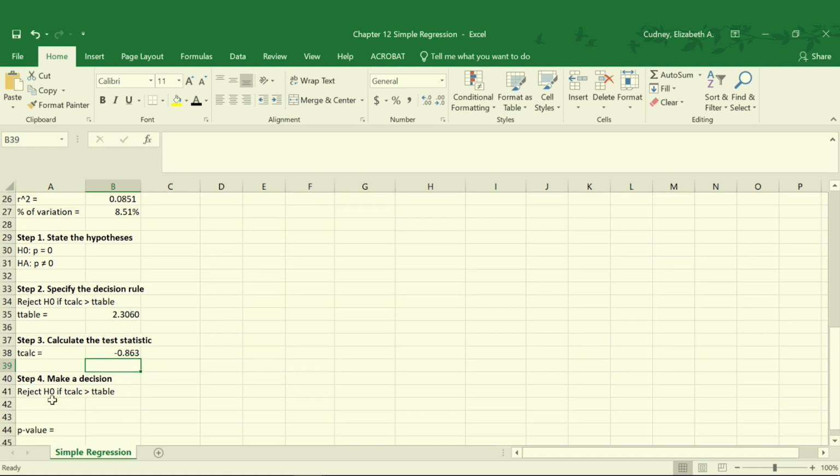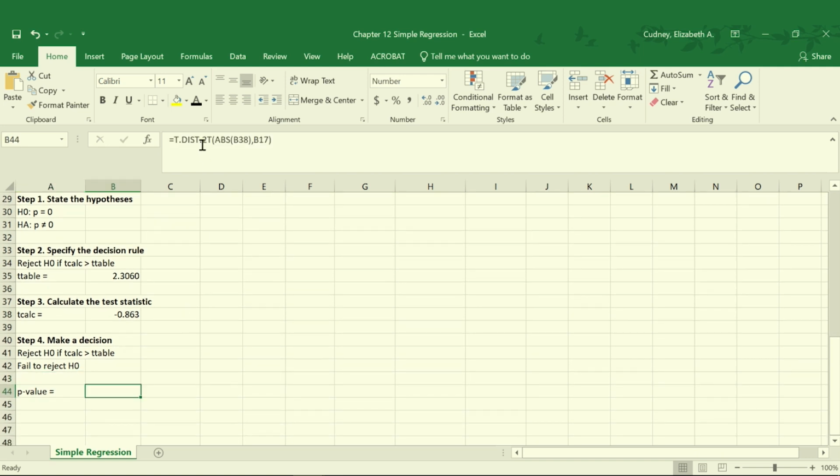We're going to reject the null hypothesis if the T calculation is greater than our T table. So I've set up logic here where if B38, which is our T calculation, is greater than B35, which is our T table value, we're going to reject the null hypothesis. Otherwise, we're going to fail to reject the null hypothesis. In this case, we're going to fail to reject the null hypothesis.